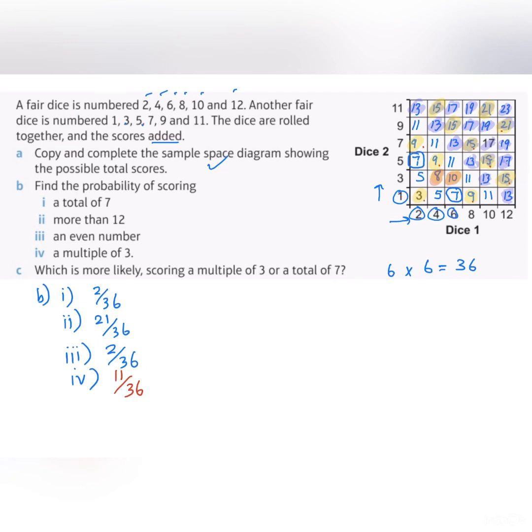And then part C, it says which is more likely, scoring a multiple of 3 or a total of 7. Okay, so the total of 7 is 2 out of 36. And scoring a multiple of 3 is 11 out of 36. So this is a bigger fraction. So that means this is more likely in this question. Okay, so more likely. Okay, so that is a complete question.